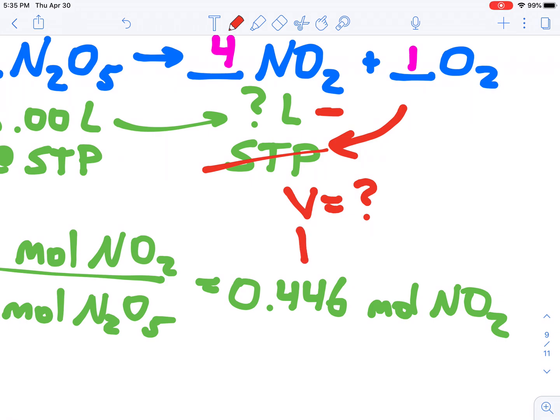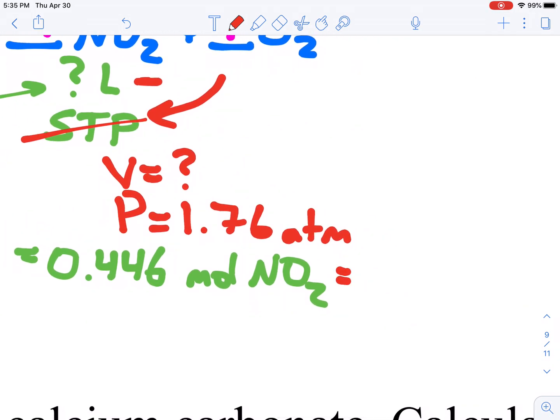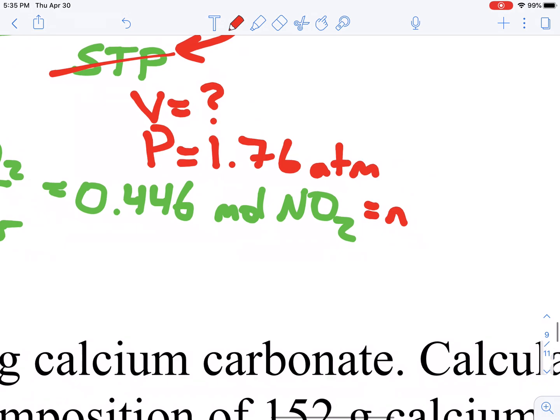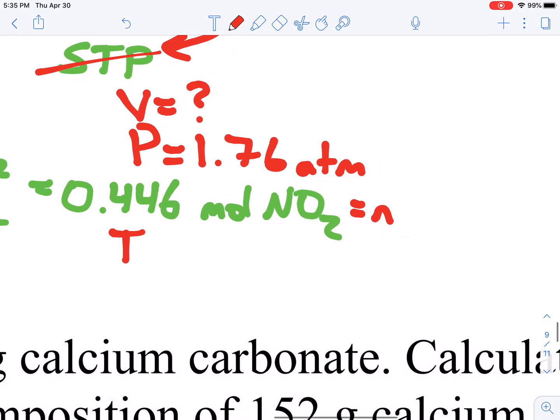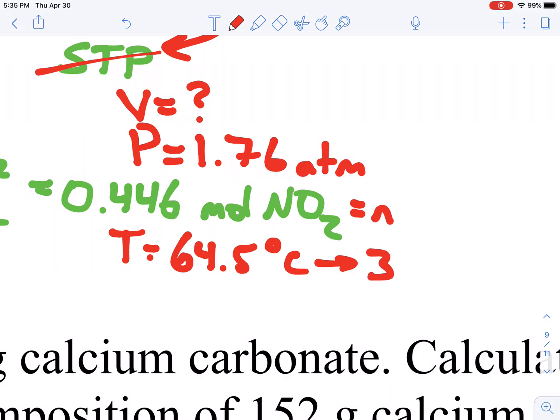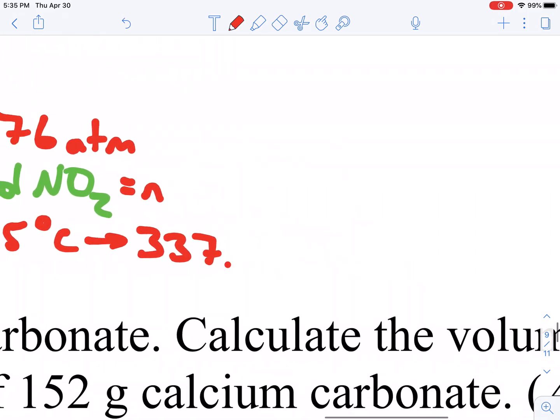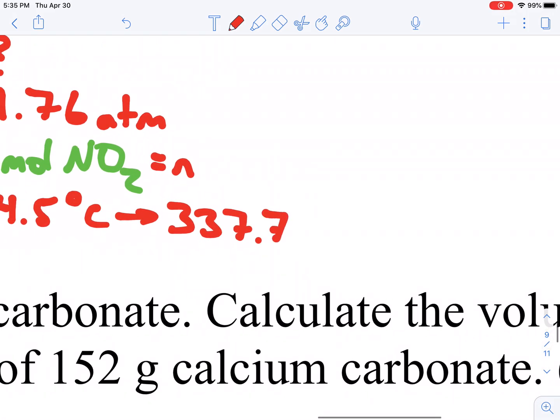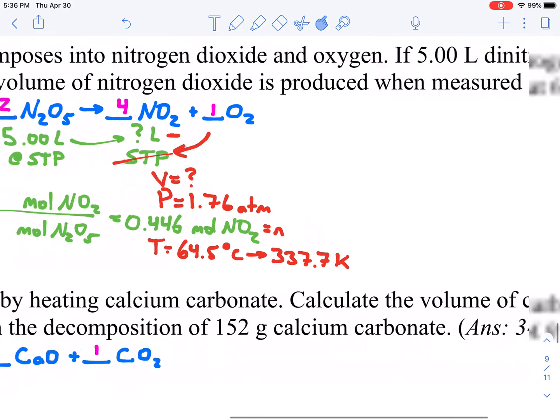The problem tells us, if you look above, that the pressure is equal to 1.76 atm. We just solved for moles, so that is n. We are given a temperature of 64.5 degrees Celsius. We're doing gas laws here, so this has to be Kelvin. We'll convert that by adding 273.15. We'll get 337.7 Kelvin.